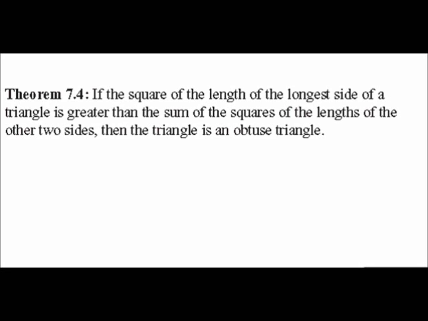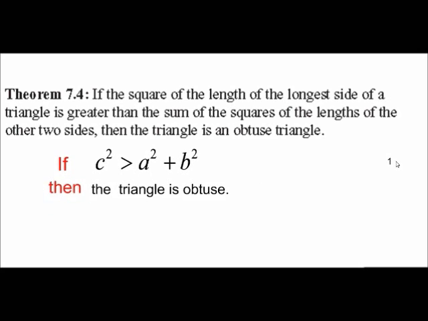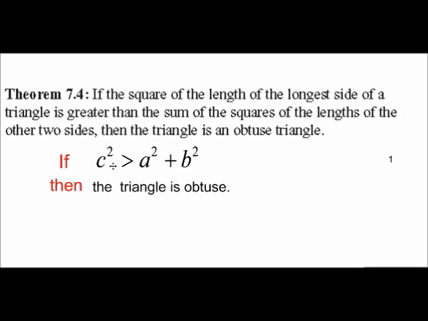The other Pythagorean inequality theorem, theorem 7.4, says if the square of the length of the longest side, the hypotenuse, of a triangle is greater than the sums of the squares of the lengths of the other two sides, the legs, the a squared plus b squared, then the triangle is obtuse. Or simply stated, if c squared is greater than a squared plus b squared, then the triangle is obtuse. We'll take a look at a Sketchpad drawing, show you what's going on there, get a little better feel for it.